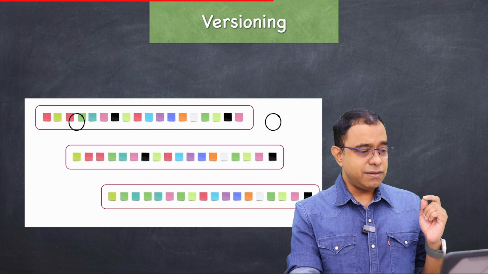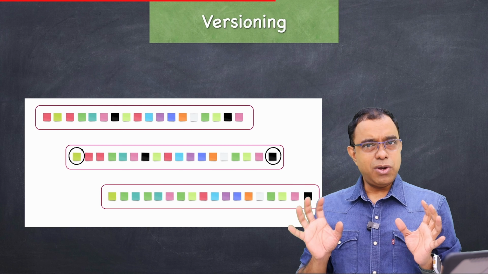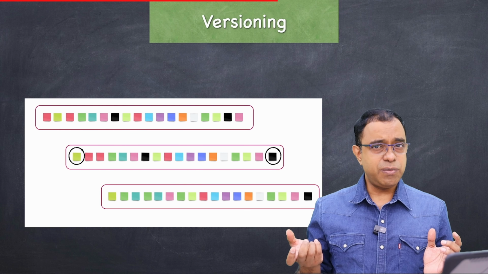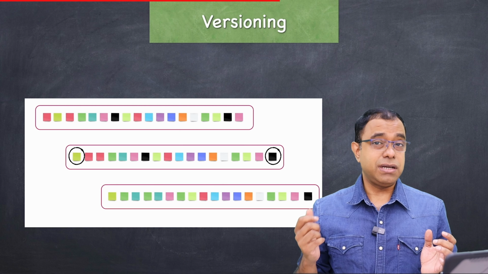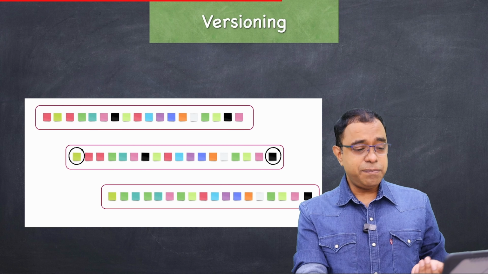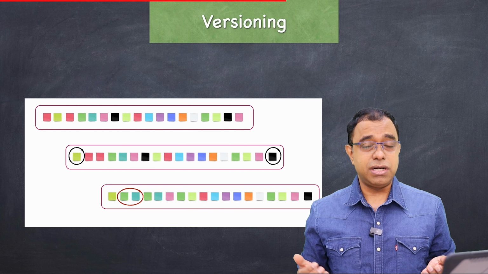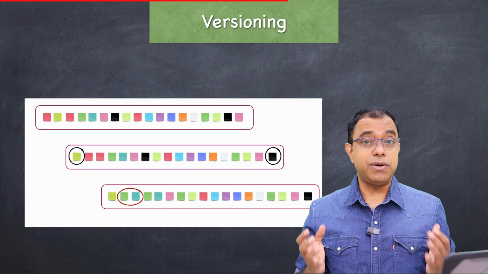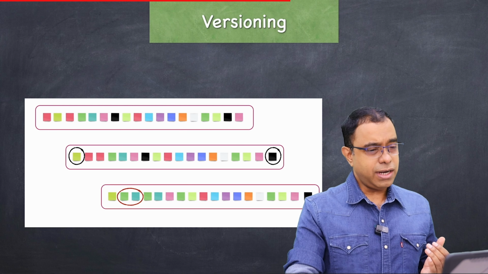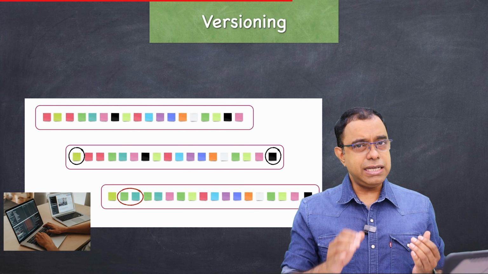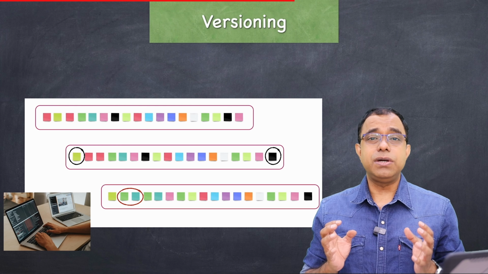From the first to second version, you can see some blocks are changed. Like the first and last block is changed, you can make out from the color of the blocks. And after a period of time, you will have to change further blocks to be able to deliver new products. So these are the changes I'm talking about in the product. Now, what happens is that for each and every change, you need to do the coding.